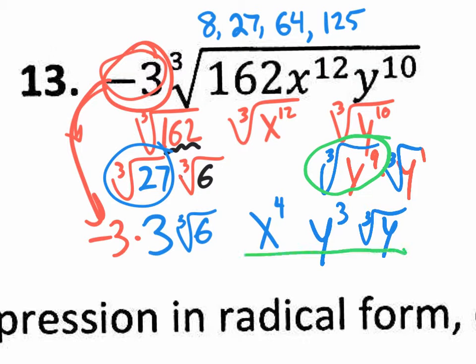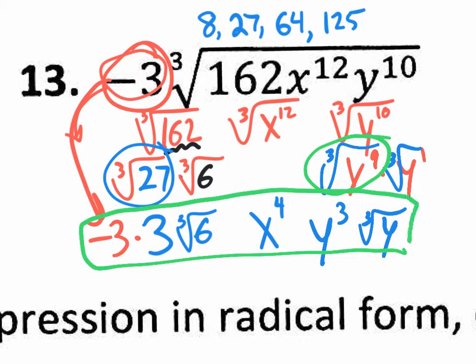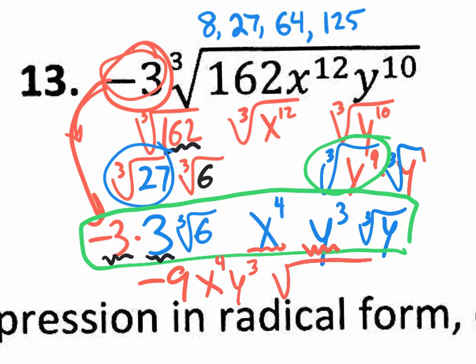So guys, this is our answer. We just need to rewrite it nicely. How about the -3 times 3? That's -9. And then what else could I write right next to the -9? X to the 4th, y to the 3rd. And then at the very end, we put our radicals, the third root of 6 and y together underneath one root. This is it, guys. This is the answer.